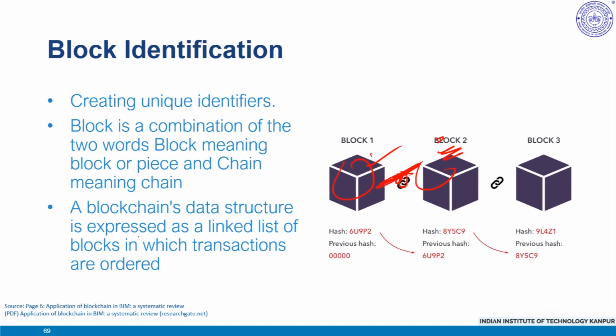As we saw here, a block's data structure is expressed as a linked list of blocks in which transactions are ordered. This data structure of the blockchain consists of two fundamental elements: hash pointers and a linked list. A linked list is like a list of chained blocks with data and pointers to the previous block, and the pointer to the previous block is the hash pointer. Pointers are like variables that refer to the position of another variable.